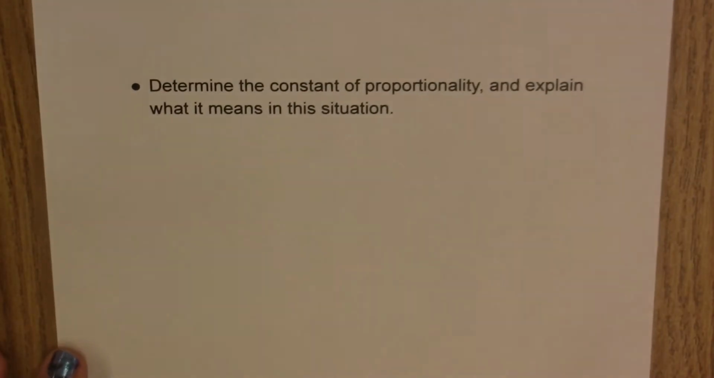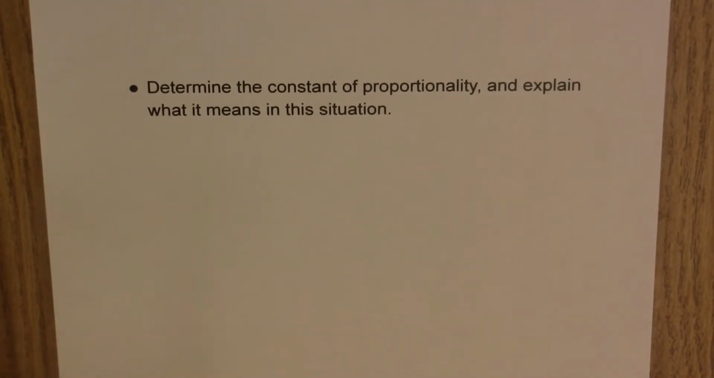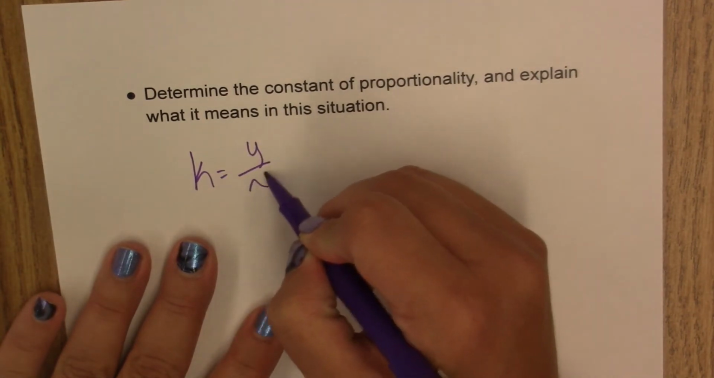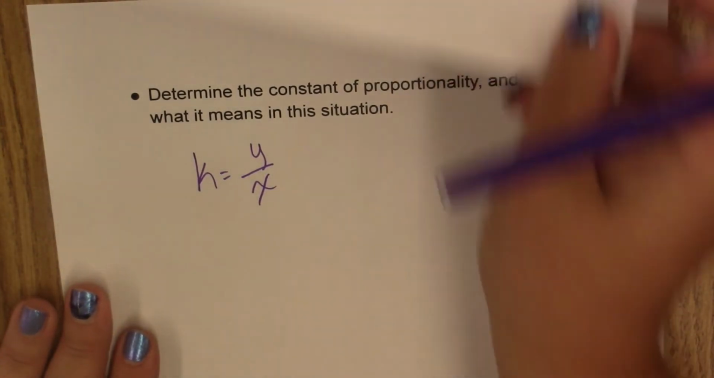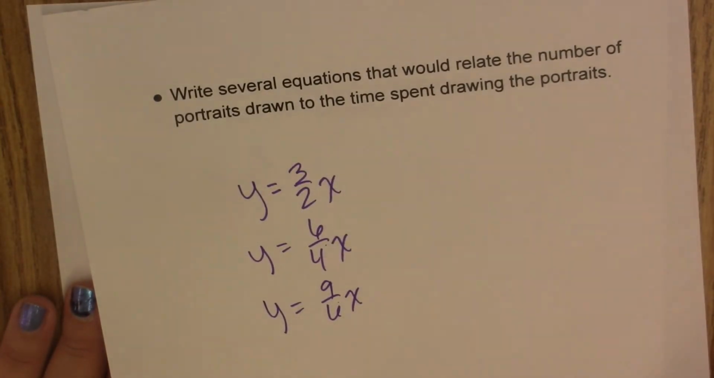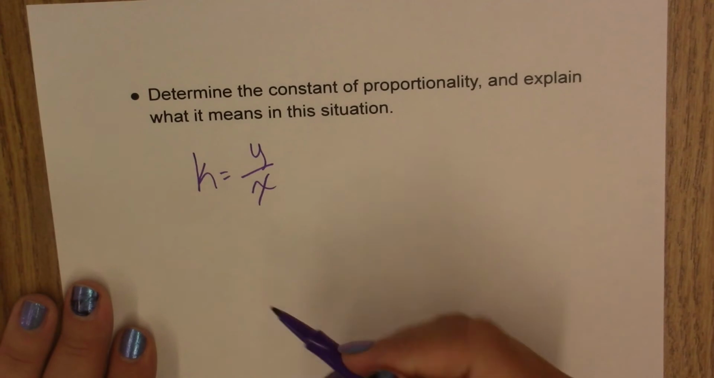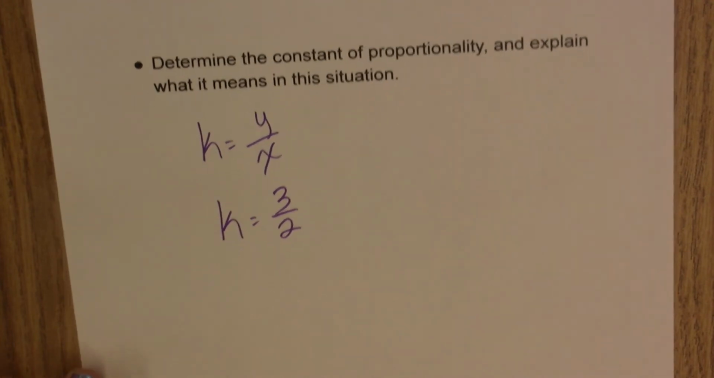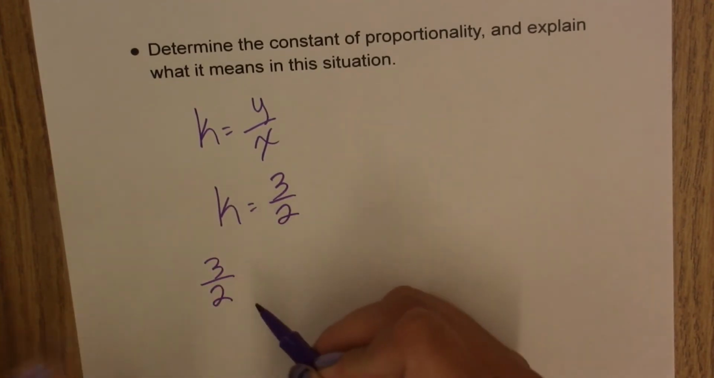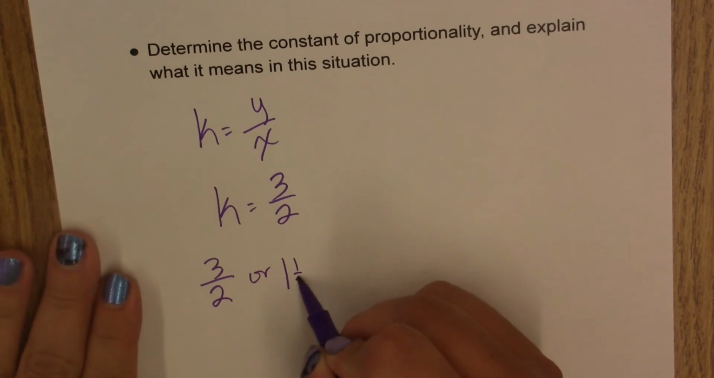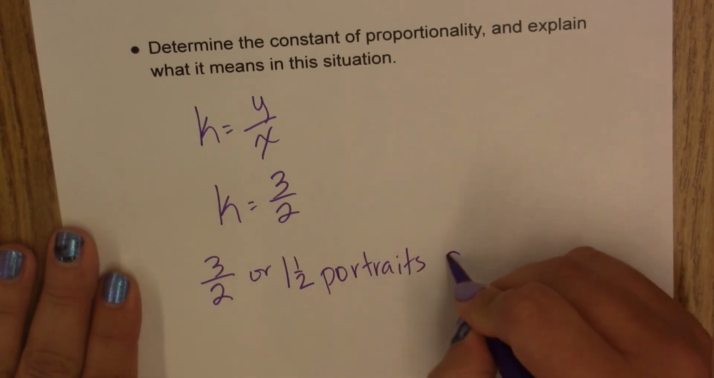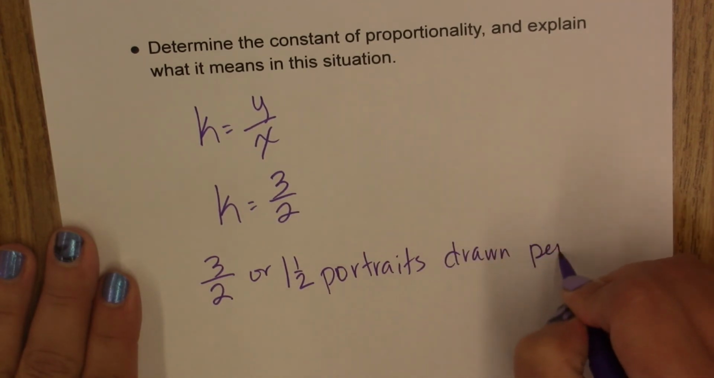All right, and our last question: determine the constant of proportionality for this problem and explain what it means in this situation. All right, so to find our constant of proportionality, we're doing y divided by x, which we've done to find our equations, this 3 over 2. Okay, so k is equal to 3 over 2. And this means that she can draw 3 halves, or 1.5 portraits, per 1 hour.